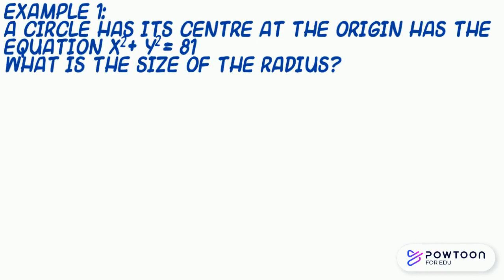Example 1 says we have a circle that has its center at the origin and has the equation x squared plus y squared equals 81. We want to know what the size of the radius is. So if we've got x squared plus y squared equals r squared as our general form, and now we're saying that instead of r squared, we have 81, this just means that r squared must be equal to 81. So if that's the case, we can take the square root of both sides to find out that our radius is just 9.